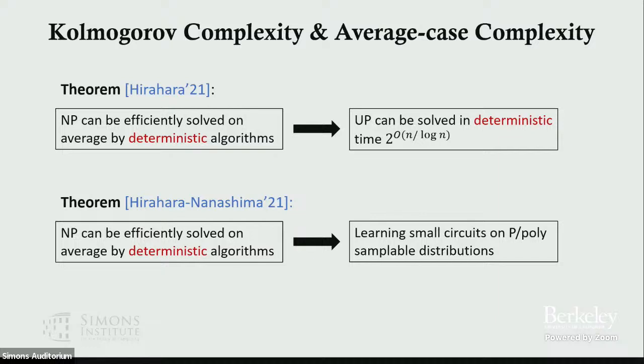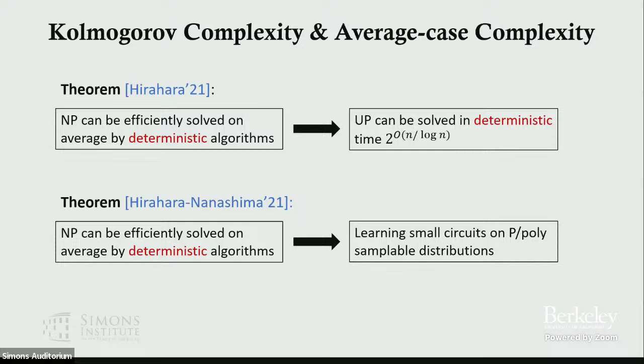These great results about average case complexity. And he showed that if NP can be efficiently solved on average by deterministic algorithms, then we can solve UP in deterministic time 2 to the n divided by log n in the worst case. And in his later work with Mikito Nanashima, from the same assumption, they show that we can learn small circuits on any unknown P-poly sampleable distributions.